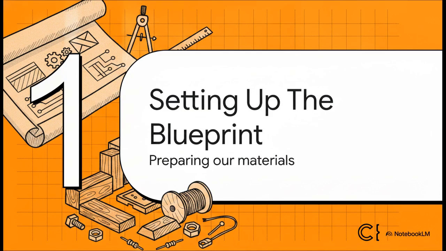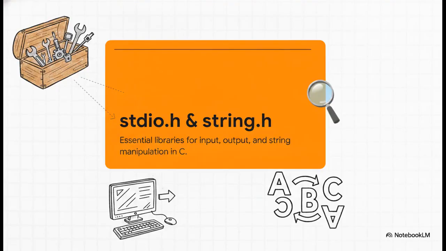Step 1. Setting up the blueprint. Let's look at the raw materials we need for our build. So right at the very top of our code, you'll see we include stdio.h and string.h. I want you to think of these header files as grabbing our essential toolboxes right off the shelf before we even start building. We absolutely need standard input and output, that's stdio, for interfacing with the keyboard and the screen. And we've got to have the string library for our memory manipulation. Honestly, without these pre-written toolboxes, our machine just doesn't have the basic wrenches it needs to even turn on.